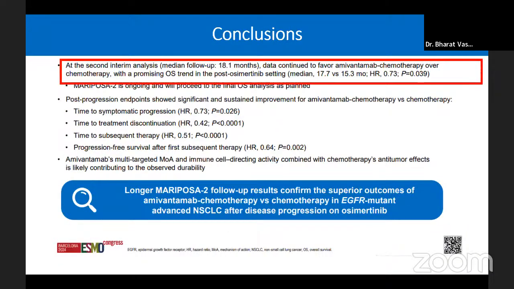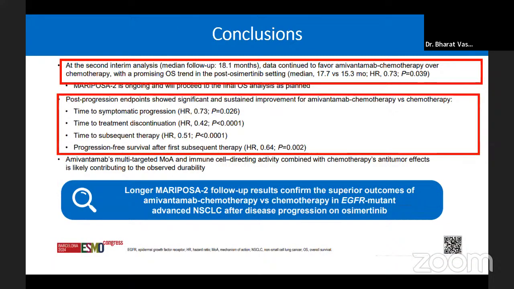At the second interim analysis, there was a statistically significant improvement in the OS and others like time to treatment progression, discontinuation, subsequent therapy, all statistically significant. So if I'm using a single-agent osimertinib, the second-line best drug is amivantamab plus chemo.